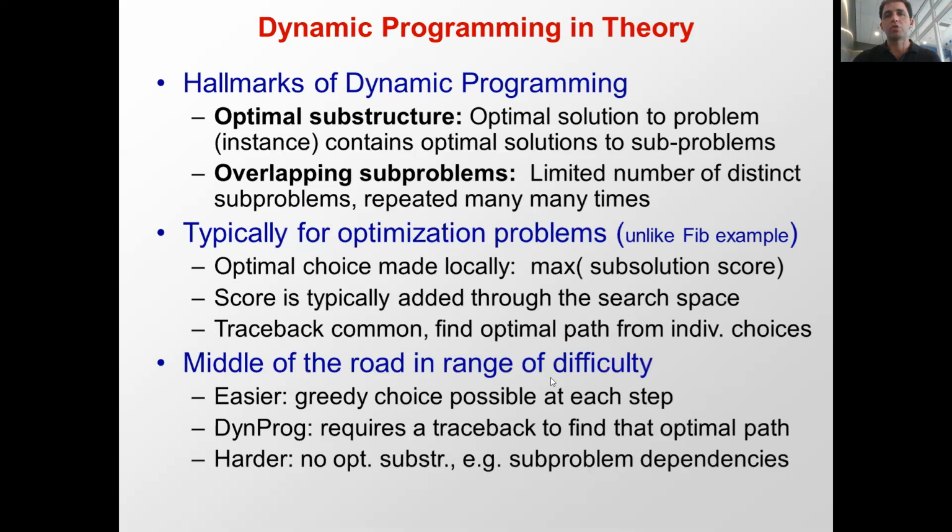You should also realize that dynamic programming is actually middle of the road in terms of that range of difficulty. There are easier problems where greedy choice is actually possible at every step. Dynamic programming requires a traceback to find the optimal path. And then there are much, much harder problems, of course, where no optimal substructure is possible. For example, if there are dependencies between the subproblems, you can't use dynamic programming.